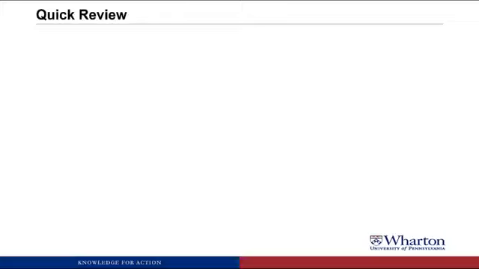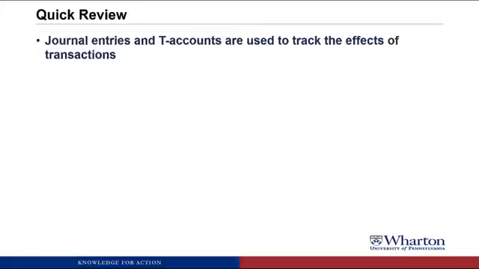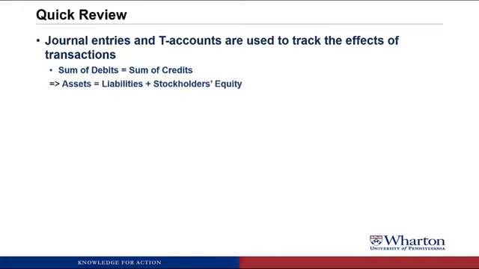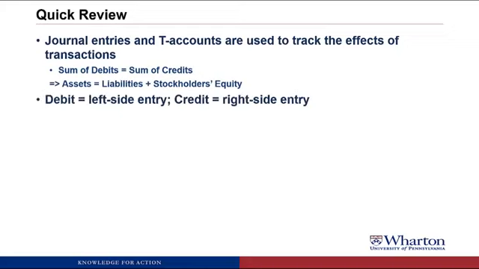Let's start off with a quick review. So we've seen in the last couple videos how journal entries and T accounts can be used to track and record the effects of transactions. And the key is to make sure that our debits equal our credits when we record these journal entries. And if we do so, then we know that the balance sheet equation will hold when we add everything up. So the debits and credits substitute for the balance sheet equation. We talked about how debit means left side entry and credit means right side entry.